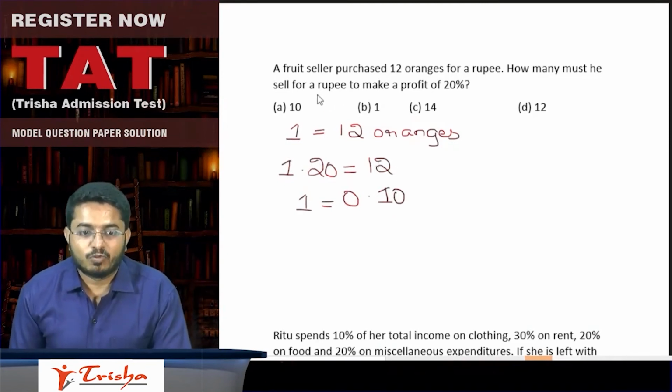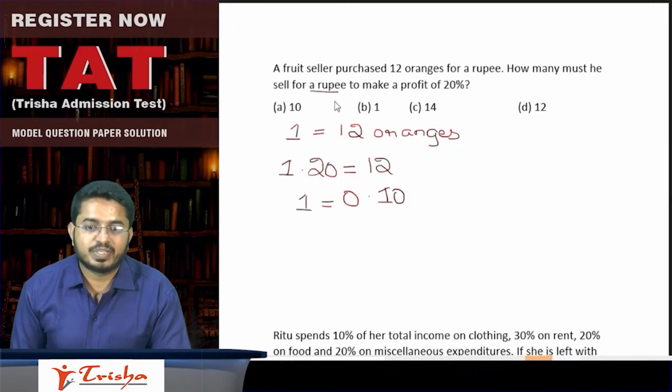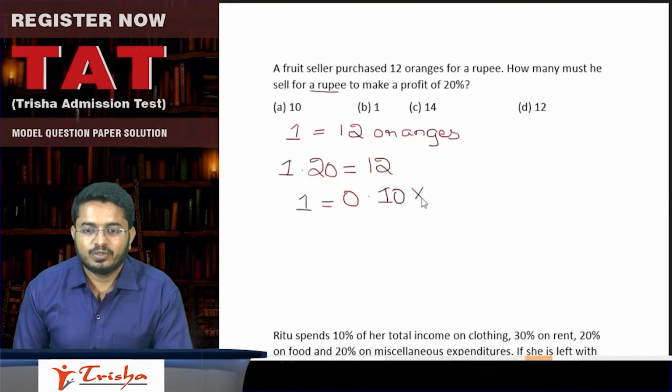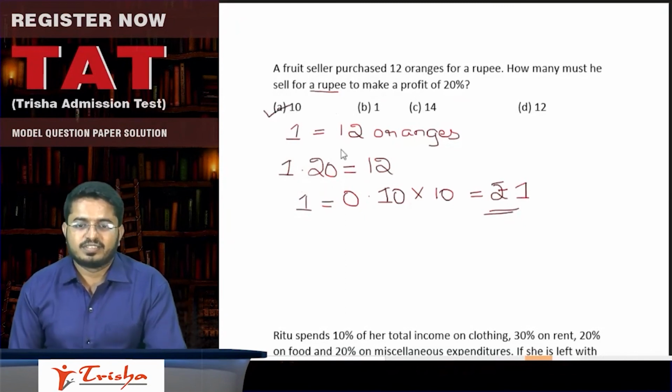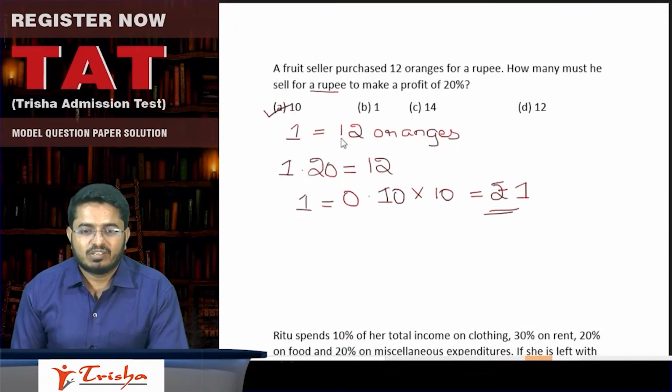So for what amount is he selling? For a rupee. So for a rupee, how many oranges will he sell? 10 paisa into 10 is 1 rupee. So how many oranges should he sell to make a profit of 20%? 10 oranges. I'll repeat this once again for you.